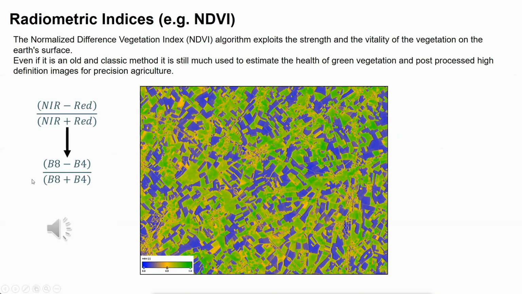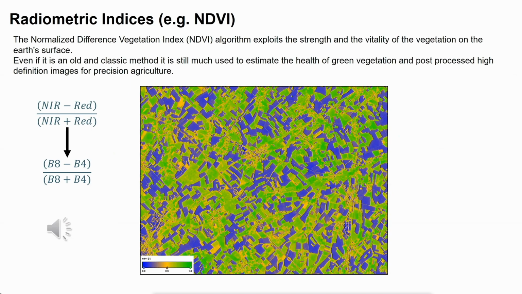The most common radiometric index is the normalized difference vegetation index, NDVI. It is calculated using the equation presented here from the near-infrared band and the red band. Because this index uses red and near-infrared bands, it exploits in particular information about the vitality of the vegetation on the Earth's surface. It uses the fact that chlorophyll present in healthy vegetation reflects largely near-infrared radiation.